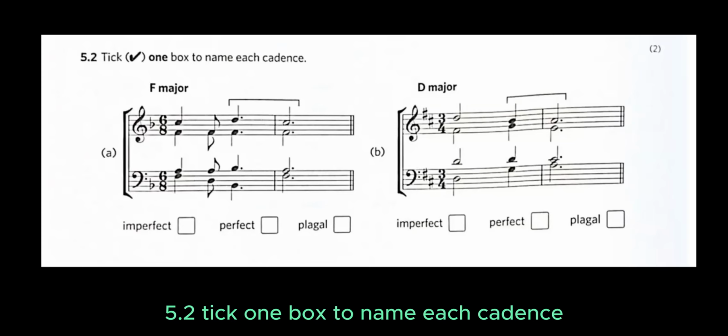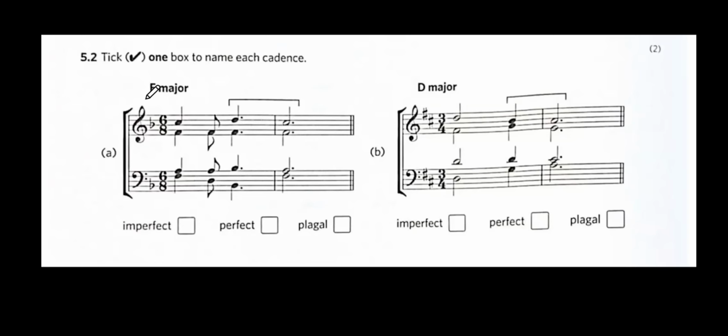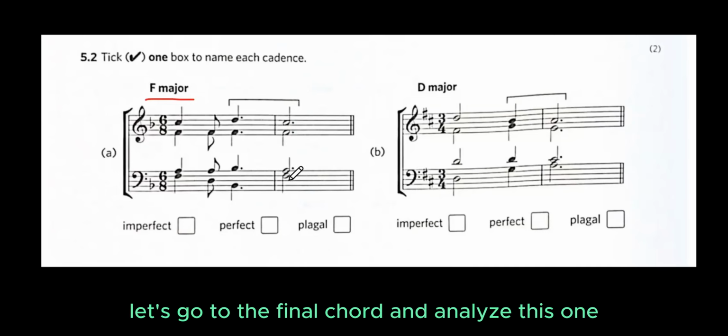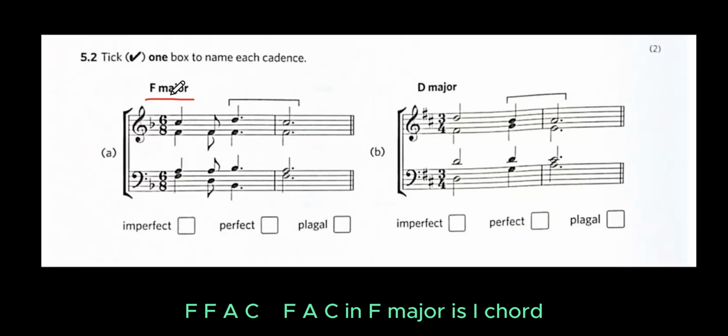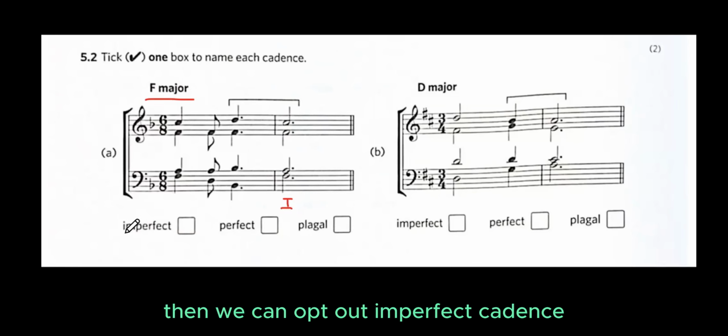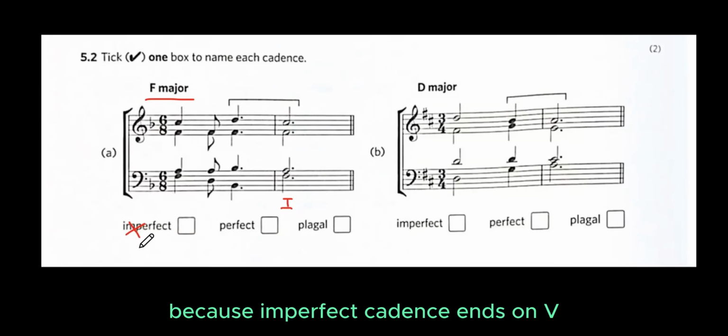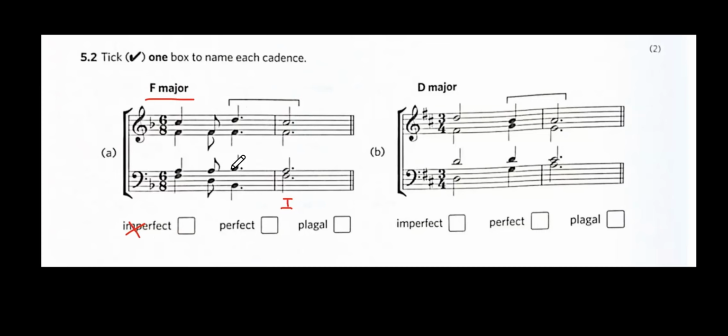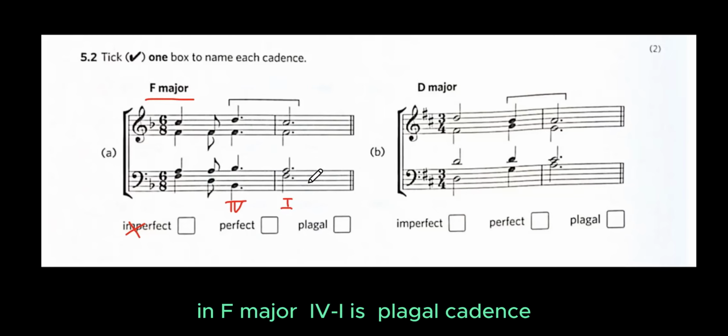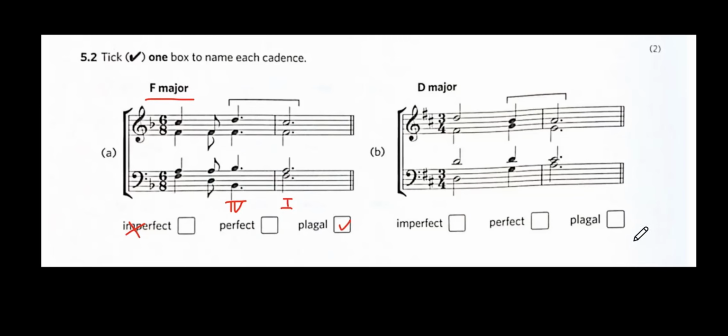5.2. Tick one box to name each cadence. F major. Let's go to the final chord and analyze this one. F, F, A, C. F, A, C in F major is 1 chord. Then we can opt out imperfect cadence because imperfect cadence ends on 5. Now come to the approached chord. B flat, D, F. B flat is the 4th chord in F major. 4 to 1 is plagal cadence.